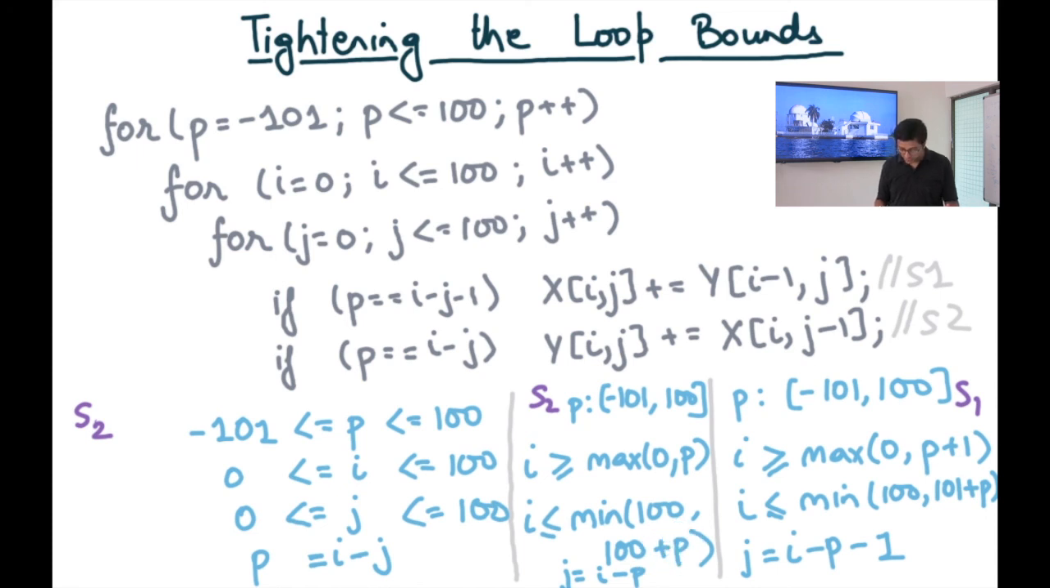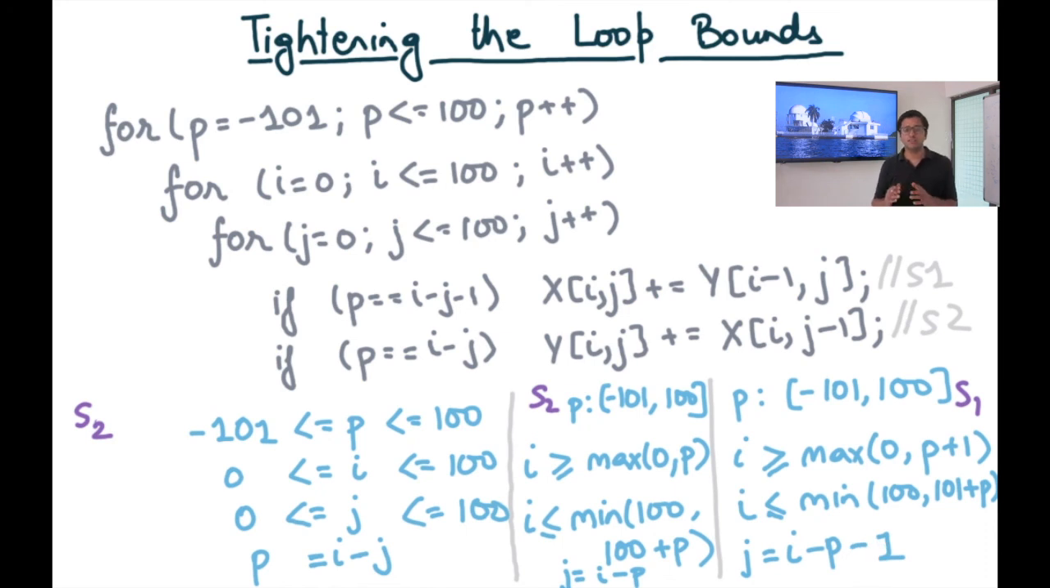Once again, the upper bound of I for S2 is different from the upper bound of I for S1. For S1, the upper bound was min of 100 comma 101 plus P, and here it is min of 100 comma 100 plus P. So 101 and 100, that's the difference between the upper bounds of I. And finally, the lower bound and upper bound of J are both I minus P. And that is also different. In case of S2, it is I minus P. In the case of S1, it was I minus P minus 1.